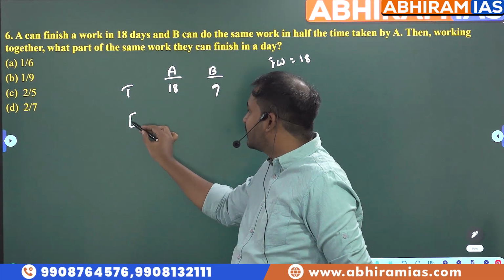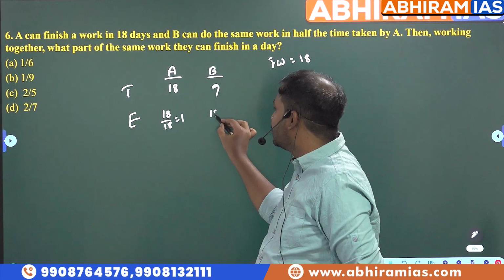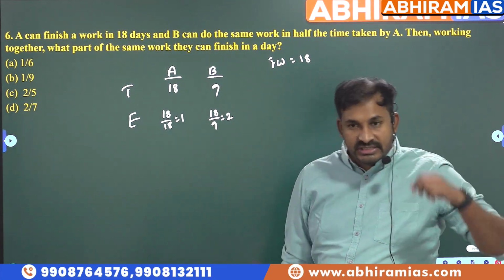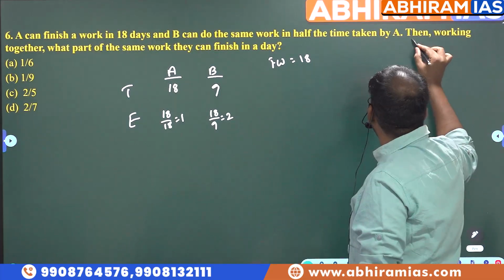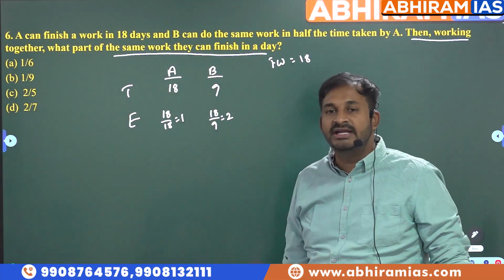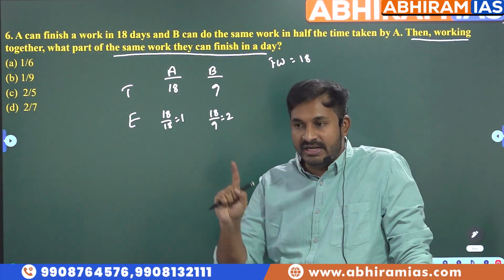Now what is the efficiency of A? 18 by 18. That is equal to 1. What is the efficiency of B? 18 by 9. That is equal to 2. Now please see here, students. The question is a little bit different. Then working together, what part of the same work can they finish in a day? Just now we discussed that efficiency is nothing but the work done by them in one day.